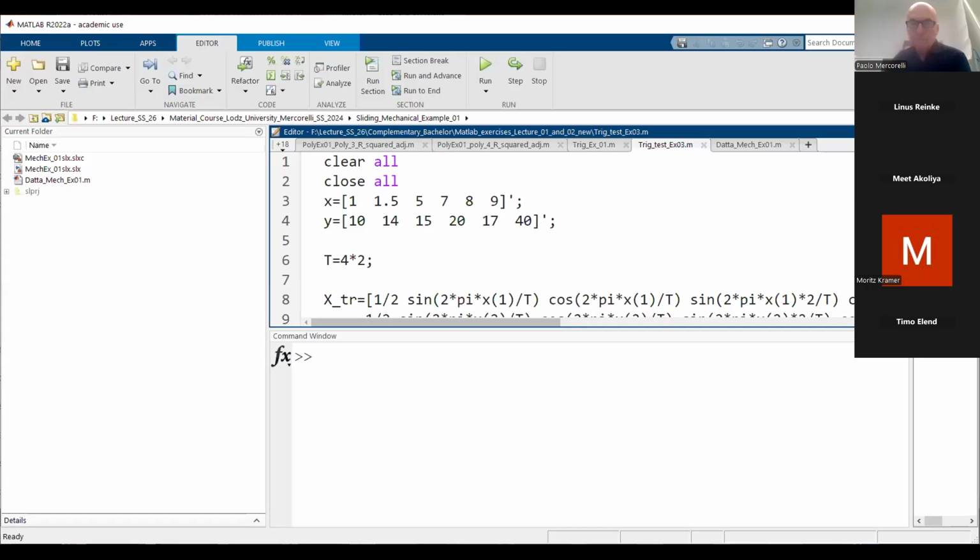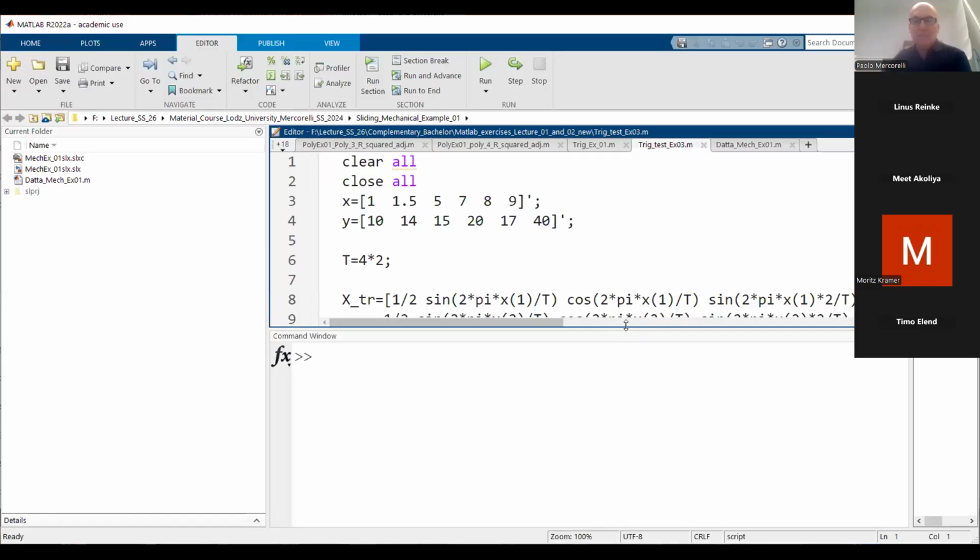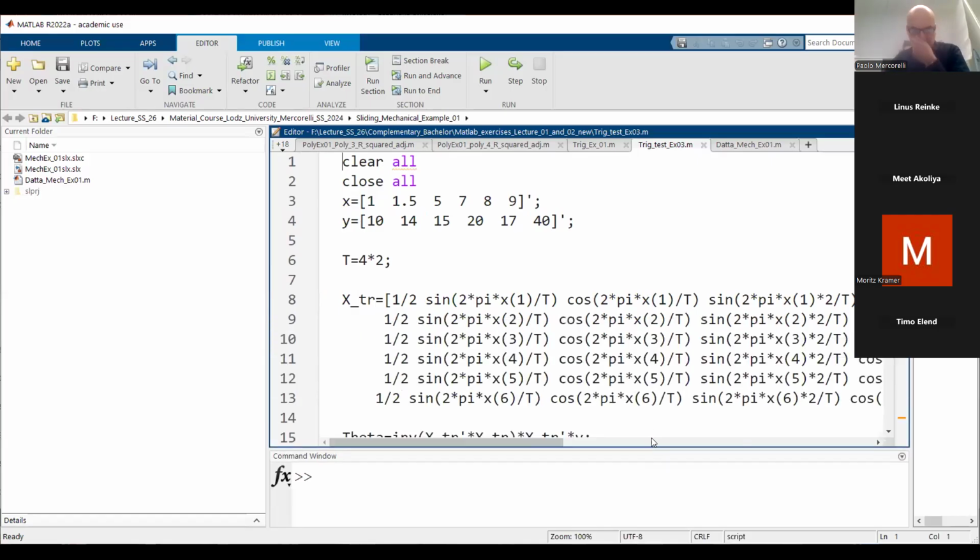Let me share. I will upload this program later, which you can see here in this M file. Clear all, close all. Clear all cancels every variable which I have here, if I have any. It is just prophylaxis, no?